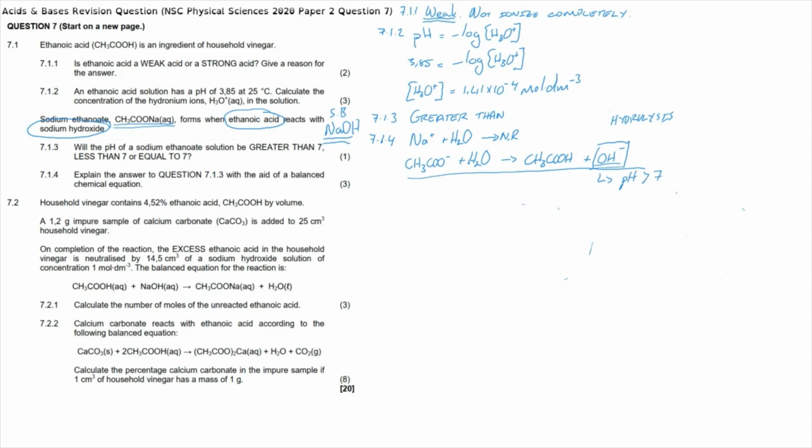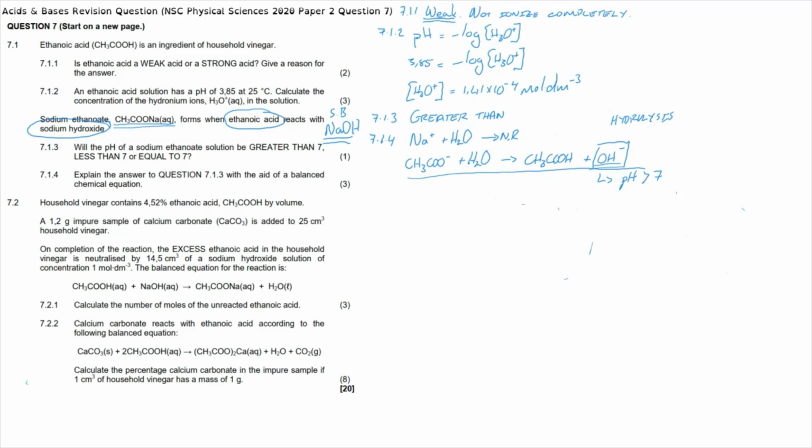Question 7.2. Household vinegar contains 4.52% ethanoic acid, or CH3COOH by volume. A 1.2 gram impure sample of calcium carbonate is added to 25 cubic centimeters of household vinegar. On completion of the reaction, the excess ethanoic acid in the household vinegar is neutralized by 14.5 cubic centimeters of a sodium hydroxide solution of concentration 1 mole per cubic decimeter. The balanced equation for the reaction is given here.